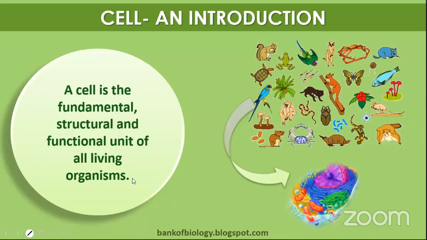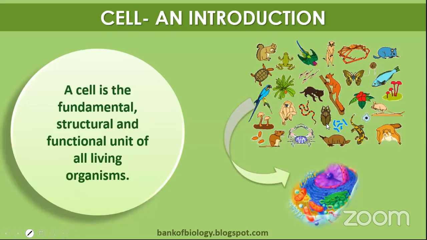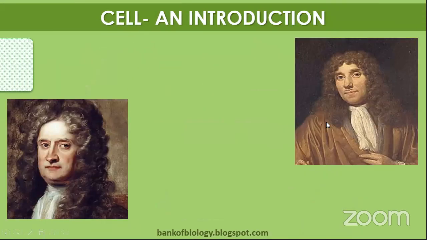So this chapter will be studying about different types of cells, that is prokaryotic and eukaryotic cell. In eukaryotic cell, about the plant cell and the animal cell, then about the organelles and about all the organelles. So we'll go through a quick review of the chapter. A cell is the fundamental structural and functional unit of all living organisms.